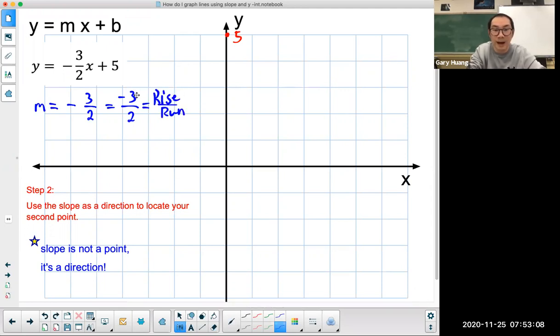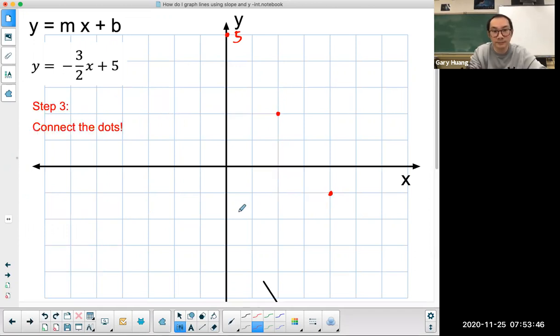So instead of going up by 3, because it's a negative number, now I'm going to go down by 3 and go over to the right by 2. Down by 3, 1, 2, 3, and right by 2. So this is my second dot. Again, let's do it one more time. Make sure we're getting it right. Going down by 3, over to the right by 2. Here's my third dot. The slope is a direction, not a point.